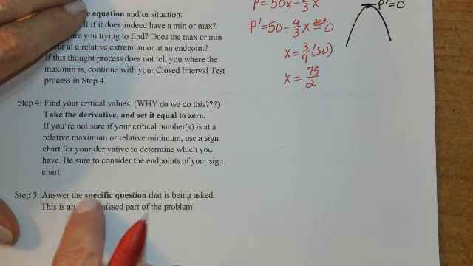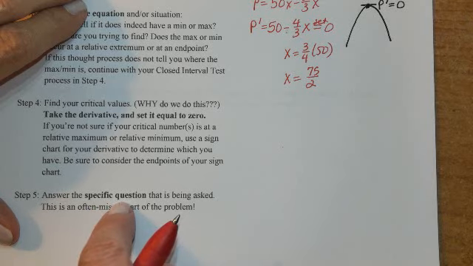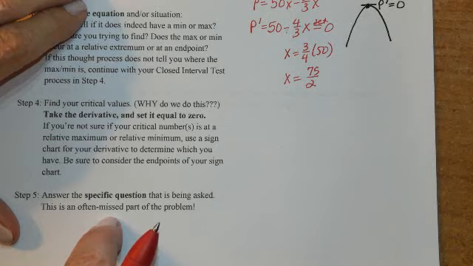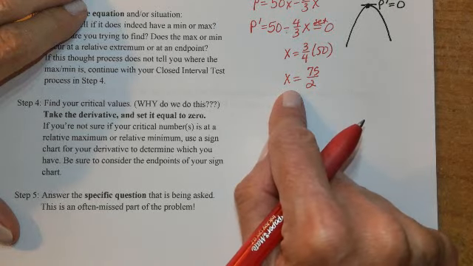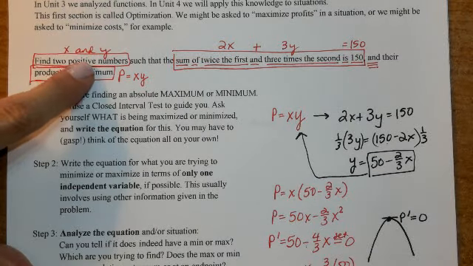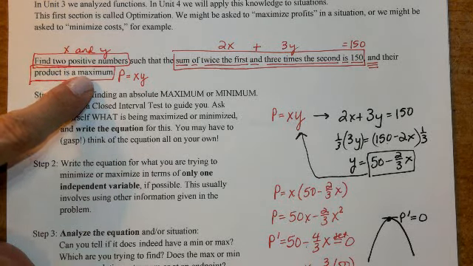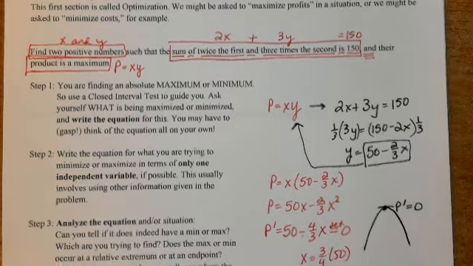And then our last step is to answer the specific question that's being asked. This is the most often missed part of the problem. Kids get x equals and they just stop. I'm done. I got x. I must be done. We need to, in this case, find the two positive numbers. Sometimes it's find the maximum product, right? So make sure you go back at the end and answer the question that was being asked.